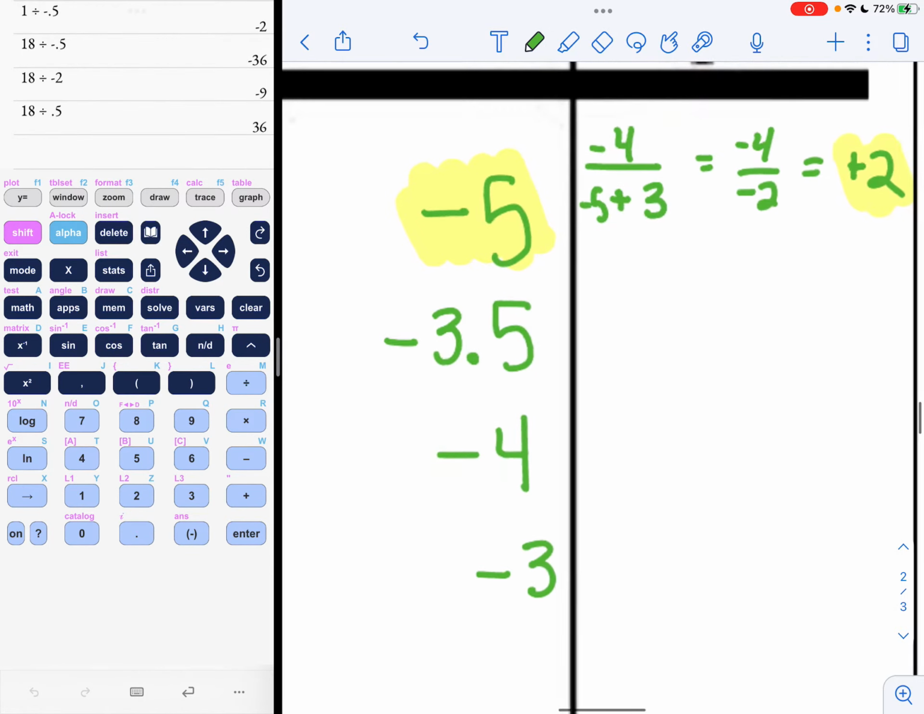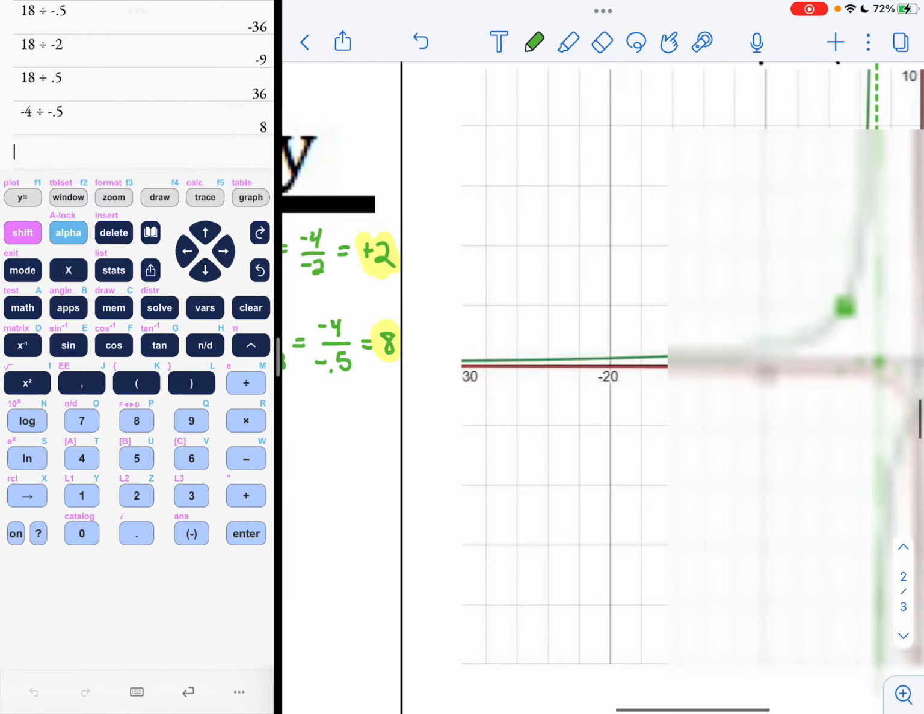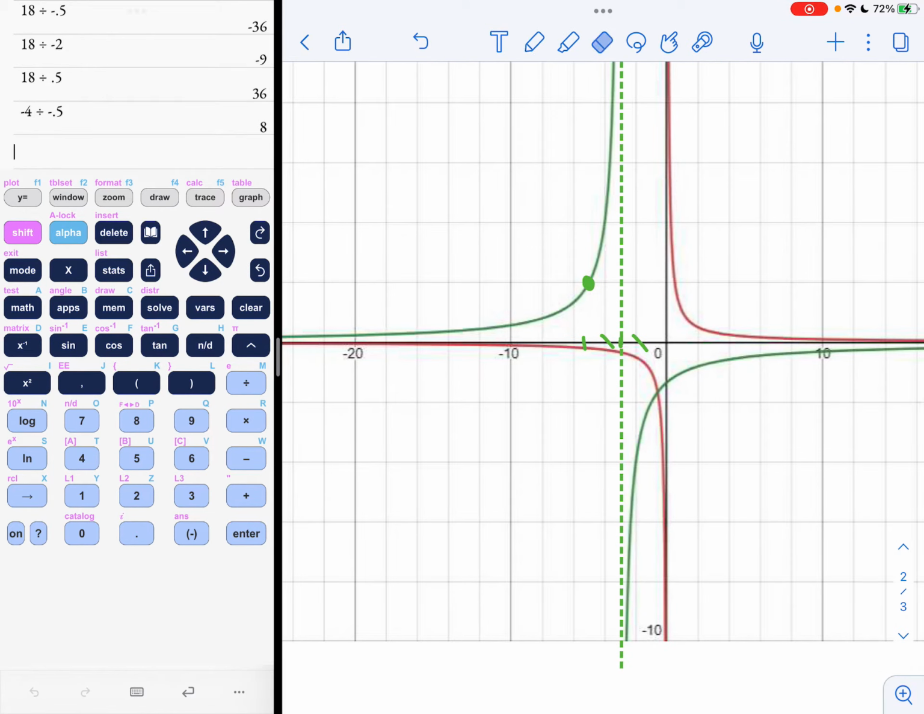So let's plug in that negative 3.5. Negative 4 over negative 3.5 plus 3. That's negative 4 over negative 0.5, which is going to give us positive 8. So if we look at our graph, sure enough, we'll see negative 3.5 and positive 8 as an answer. Let's find that one, shall we?